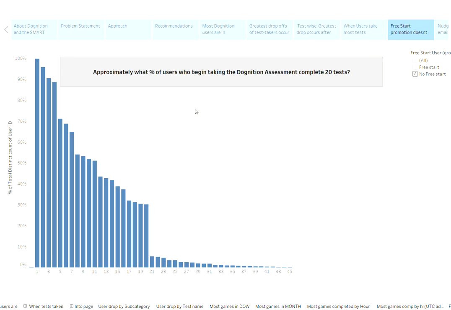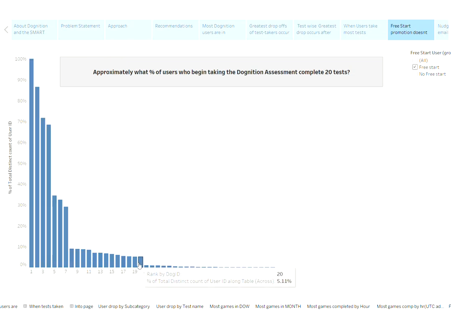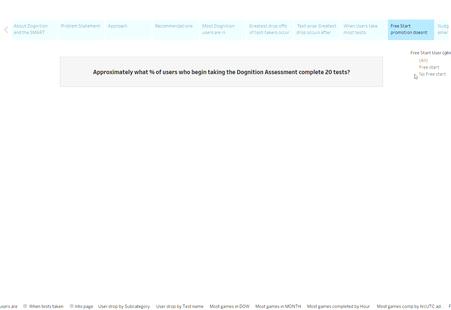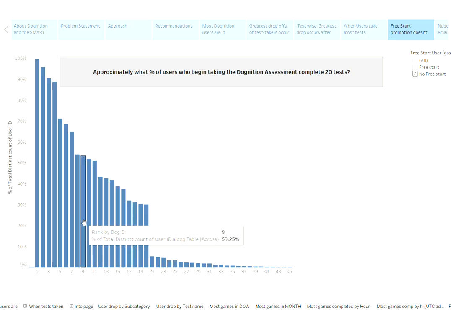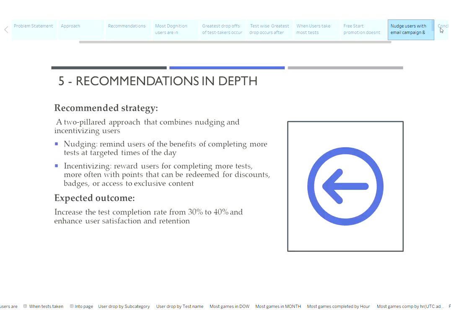I also looked at the benefit of the Free Start program. As you can see, when you look at the completion rate of all users, it's around 23.4%, but the completion rate among the Free Start users is just 5%, which means the promotion was not beneficial in increasing the completion rate. What we aim to achieve through these recommended strategies is for the completion rate of paid users, who are indicated by no Free Start in the data set, to increase from 30% to over 40% in the next 4 months.